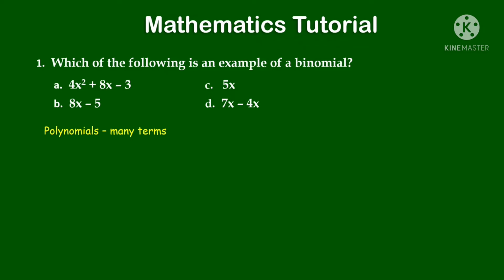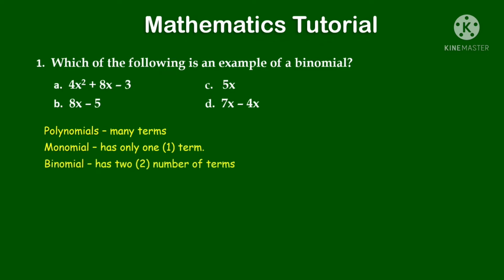Let's begin with polynomials. The basic definition of polynomials is many terms. Monomial has only one term. Binomial has two terms. Trinomial has 3 terms. So therefore, choice letter A at saka choice letter C cannot be considered as a binomial because letter A has 3 terms and letter C has only 1 term.